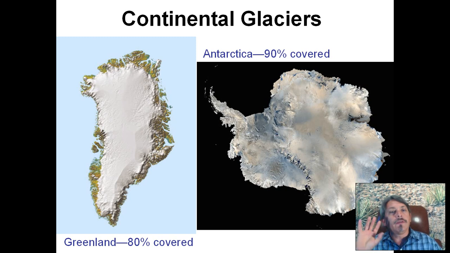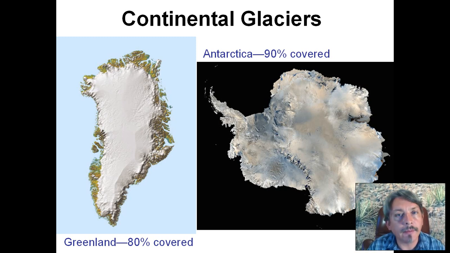Continental glaciers cover entire continents. We have Greenland, which is a very large island being covered very deeply in a glacier that on a massive scale is moving itself to the ocean through several areas. Then you have Antarctica, which is also a huge continental glacier. It's 90% covered up in glaciers.